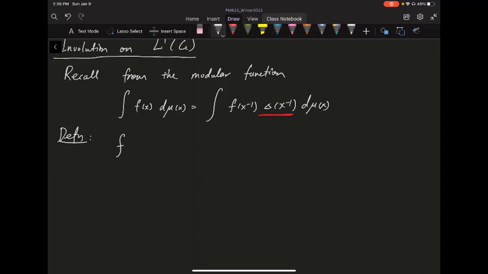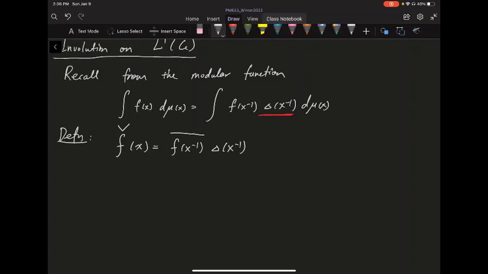So let's define the following. I don't want to put a star, so I'll use the f check notation to denote the involution. What it does is evaluate f at x inverse, and you also need to multiply by the modular function of x inverse. But you also want to make it conjugate linear. The modular function is real valued, so that doesn't matter, but f is complex valued, so let's put the conjugate in there. This is going to be our involution on the L1 of G.